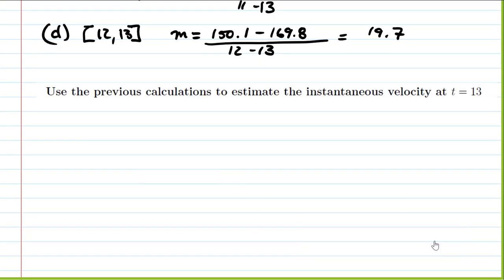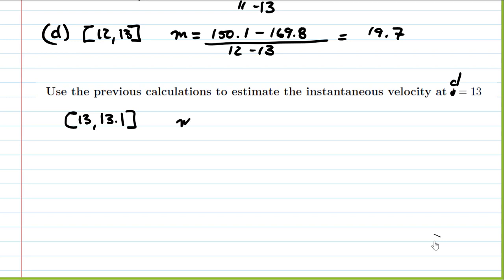All right, so let's answer the last part of this question. It says, use the previous calculations to estimate the velocity, or the instantaneous velocity, at D equals 13. So at mile 13, we want to come up with an instantaneous velocity. Well, we have the average rate of change on 12 to 13 is this, so 19.7. Even though it wasn't asked, we could find, well, what is the average rate of change on 13 to 13.1?